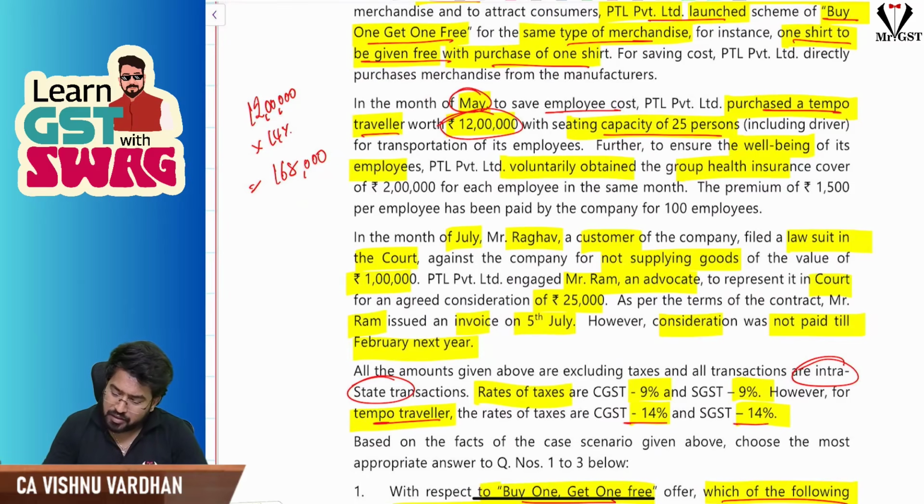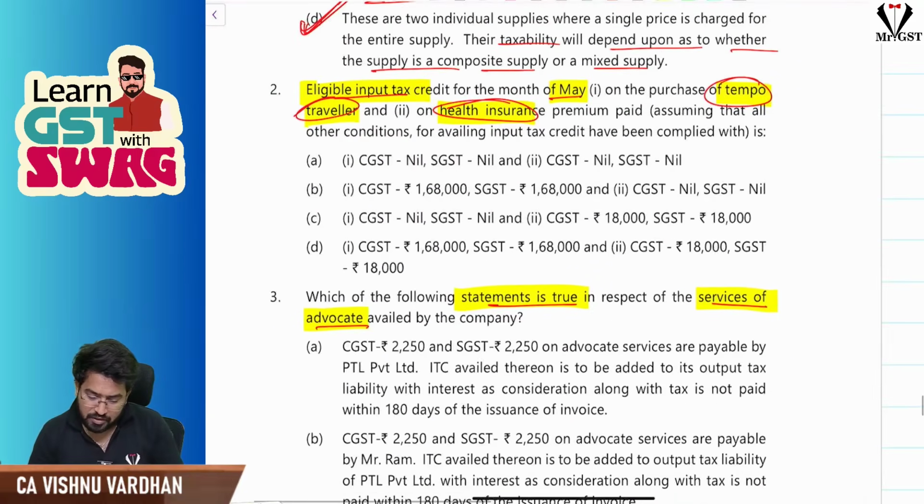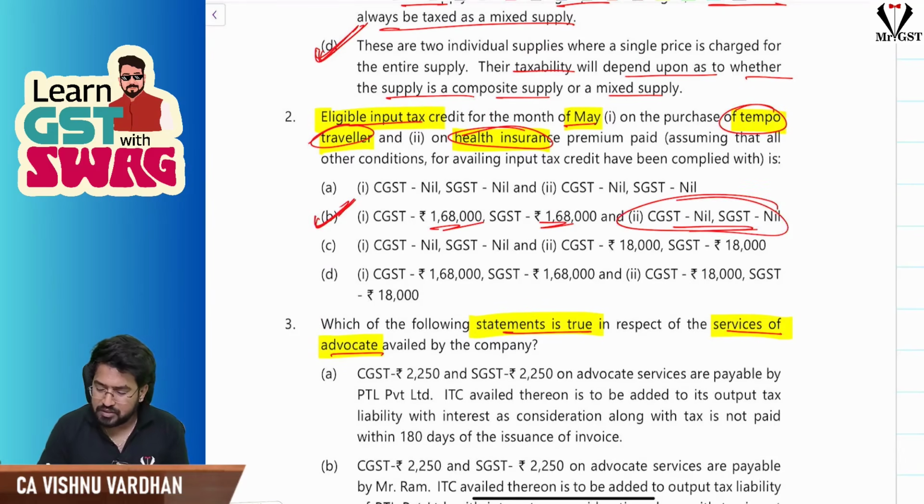Next here, for the well-being of the employees, on a voluntary basis, they are obtaining a group health insurance. Only for statutory obligation can we take ITC, otherwise it is blocked, so you cannot take ITC. So for May month only these two purchases are there, and if you see these two purchases, 1,68,000 ITC is available; for group insurance, no ITC.